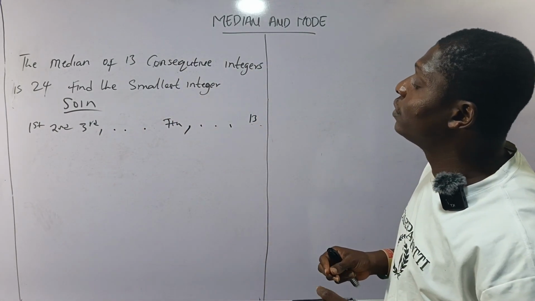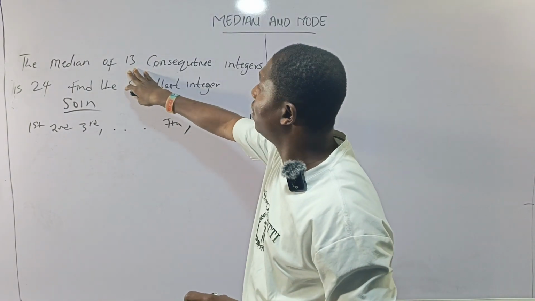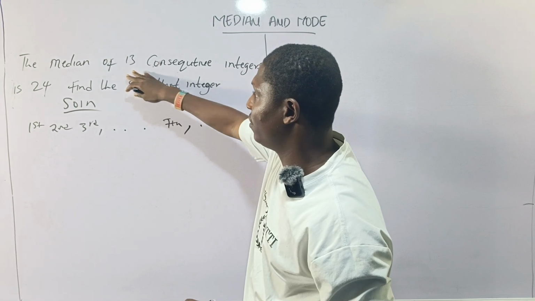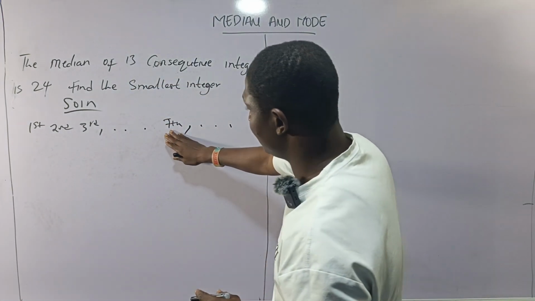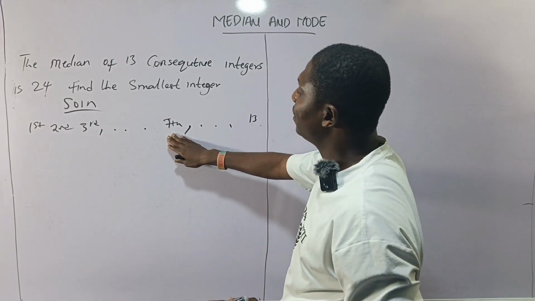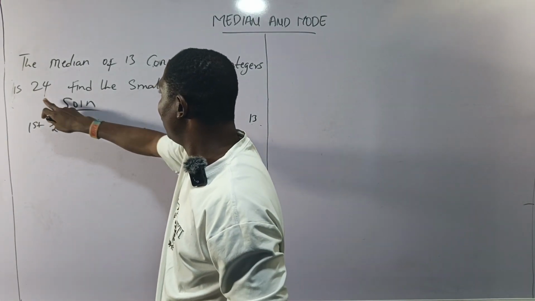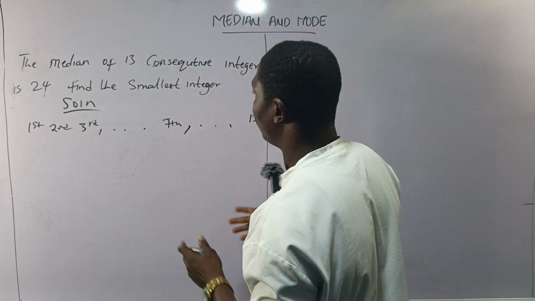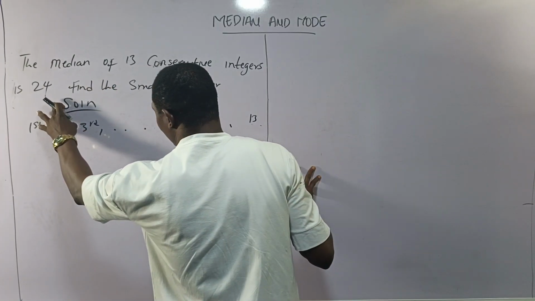Now, you can see that for the 13th term, 13 is what? An odd number, meaning we have an odd data set. That's why I put my 7th term here. It means the 7th term has 24 as its value, because they said the median of 13 consecutive integers is 24.